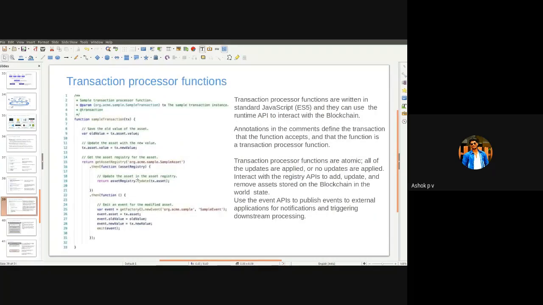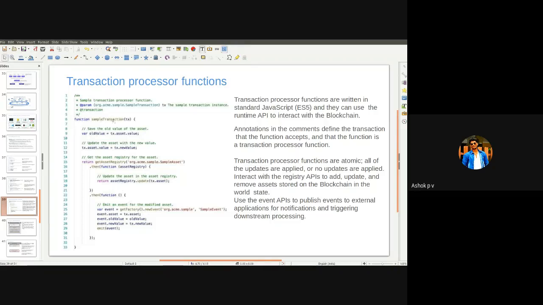Now we have the transaction file, that is a JavaScript file with the logic.js. It is using the runtime API to interact with the blockchain APIs because it already has the defined functions, like get asset registry or get new event, those kinds of things. Once you start writing this code, it would be very easy for you to create the process functions and implement the registry APIs to add, update, and remove assets based on the blockchain world state. And it will use the APIs to publish events to external applications, even for notifications or triggering downstream processing.